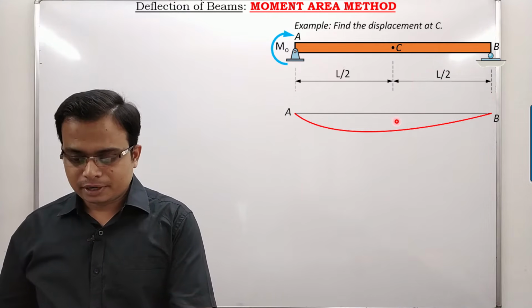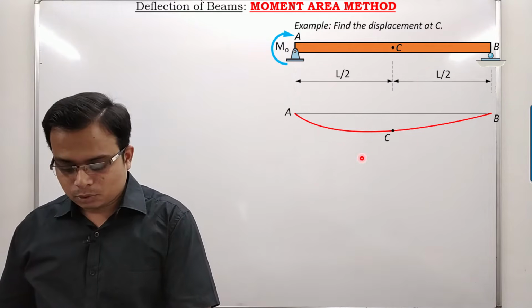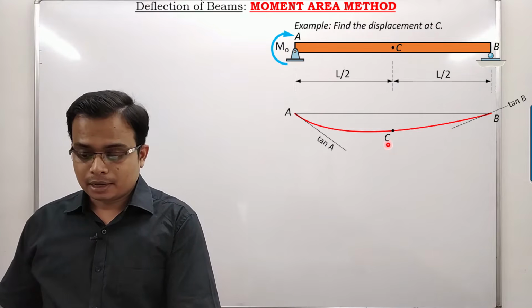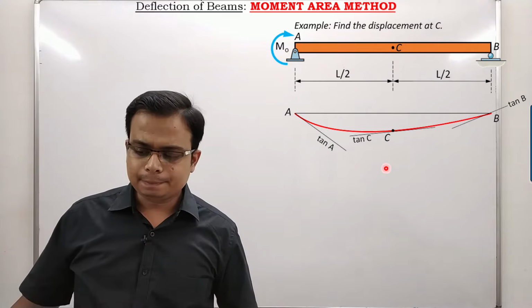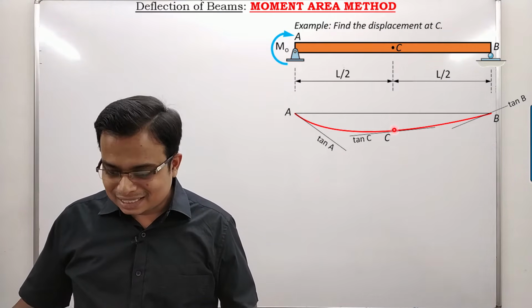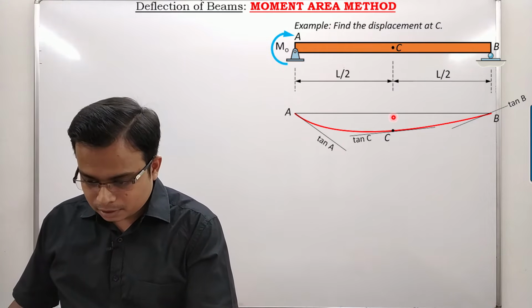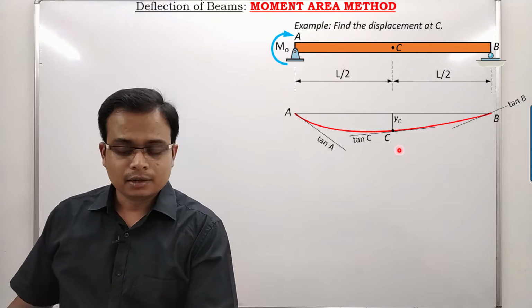Let's say that this point is C. Let me now place tangents at A, B and C. So here is the tangent at A, that's at B, and that's slightly uphill at point C. Now, what are we supposed to calculate? The displacement of C. This distance is what we want. Let me just mark it up, this YC, right?